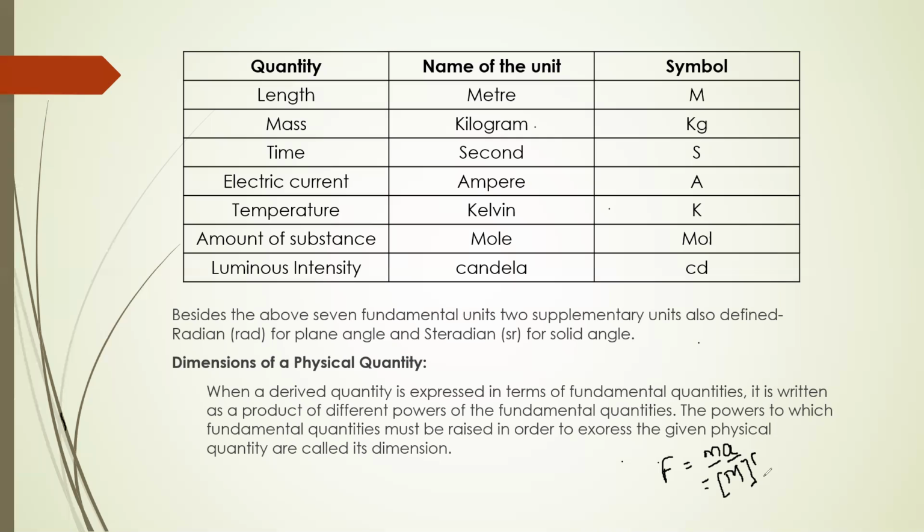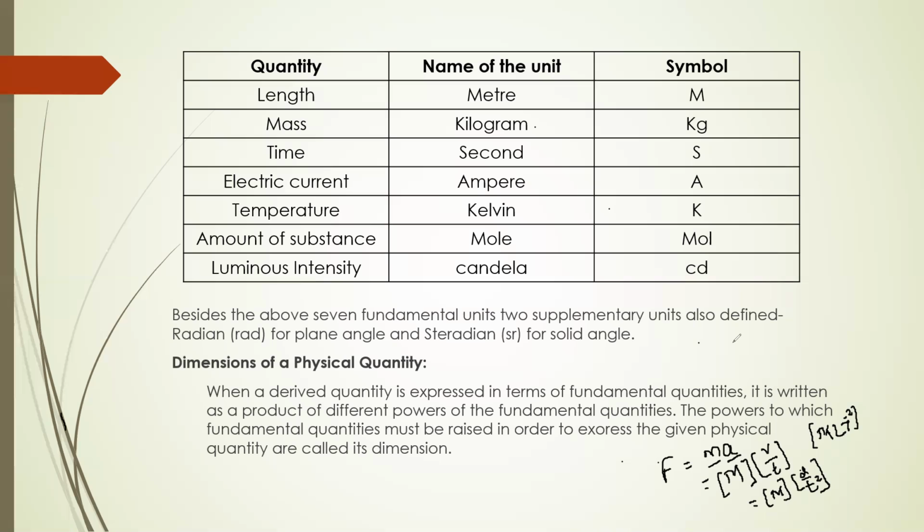Acceleration can be written as what? Change in velocity divided by time. Now you can see the time is a fundamental quantity, but velocity is not a fundamental quantity. Therefore, again, mass I'll keep as it is. Velocity can be written as displacement by time. Already time is there, therefore it becomes t square. Therefore, here we can write it as M, displacement we write as L, time we take as t raised to minus 2. So M L t raised to minus 2 is the dimensional formula for force.